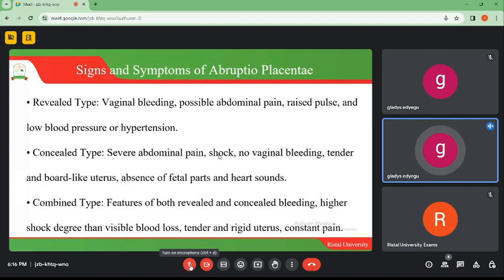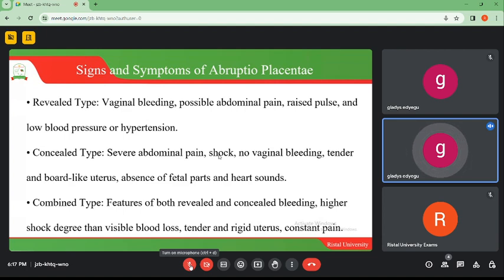Then combined type, the features of both revealed and concealed bleeding can be seen. So higher degree of shock than visible blood loss. You can see the mother is actually in shock. But when you look, the blood is minimal. And yet there is a lot of blood also concealed inside. So there can be tender and rigid uterus because the blood is concealed inside. So the uterus can be rigid, it can be tender and so painful, and she can be having constant pain. When you try to tell her to turn, she cannot. When you try to touch, she's feeling a lot of pain.